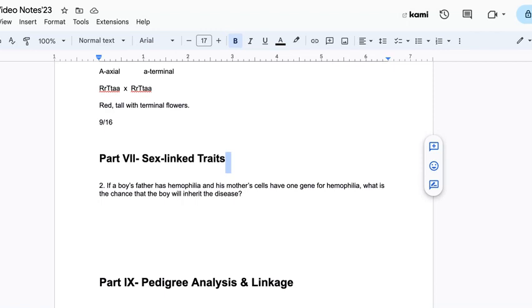And there are a few traits linked to the Y chromosome. For example, some men grow hair on the outside of their ears. That's called hairy pinna. That's Y linked, okay? But typically they like to focus on X linked traits.